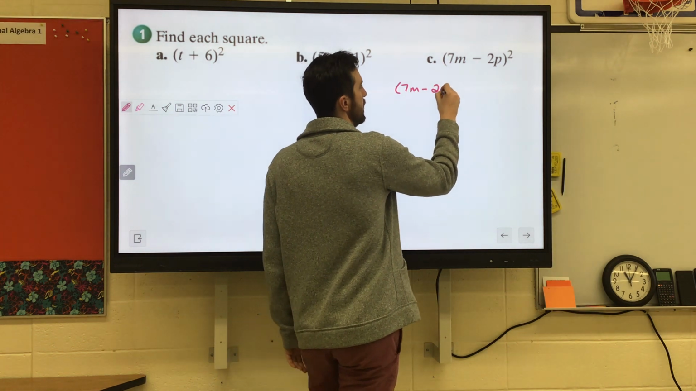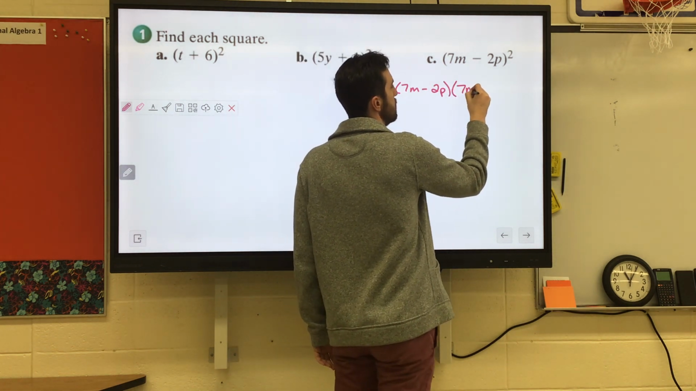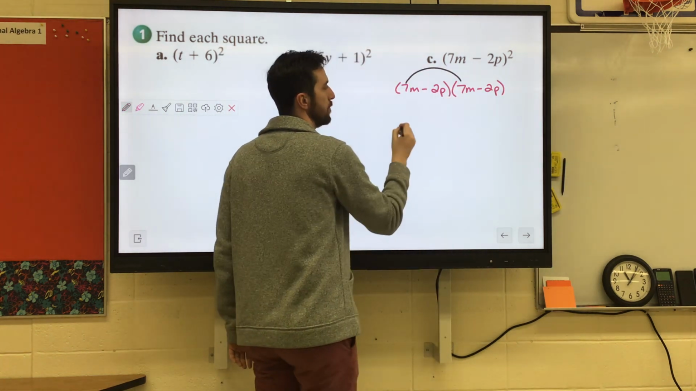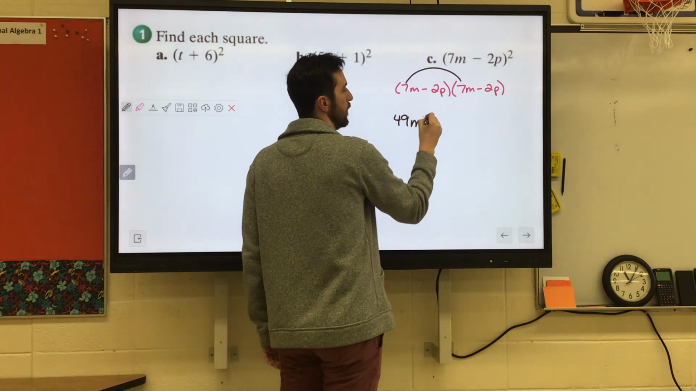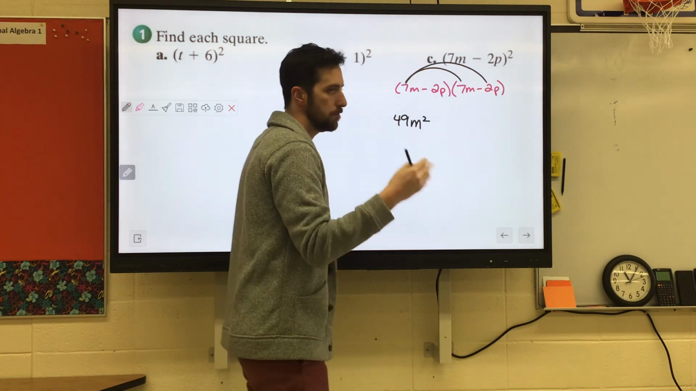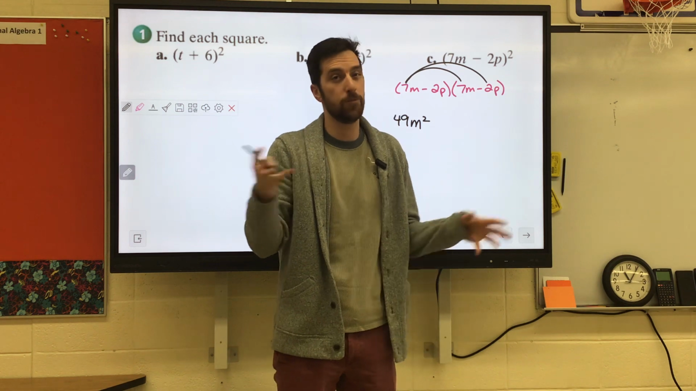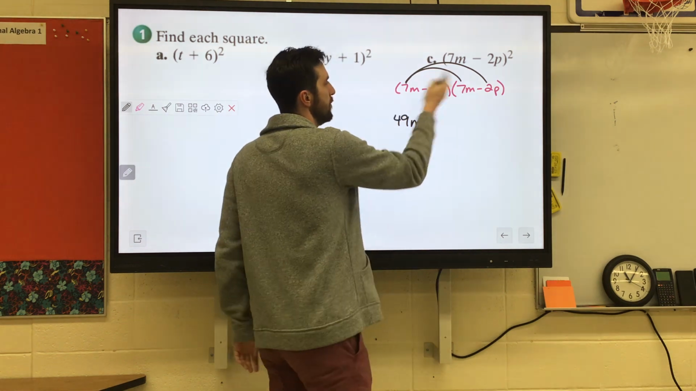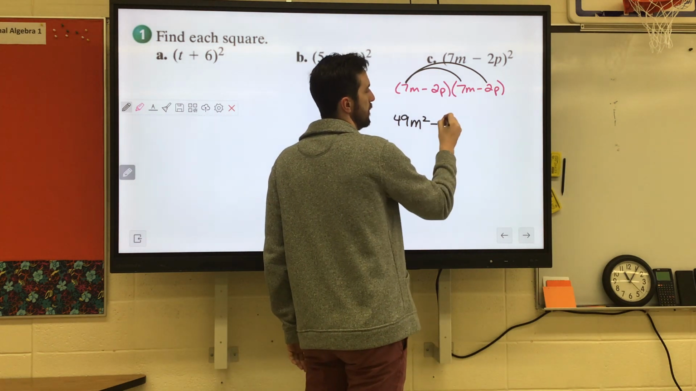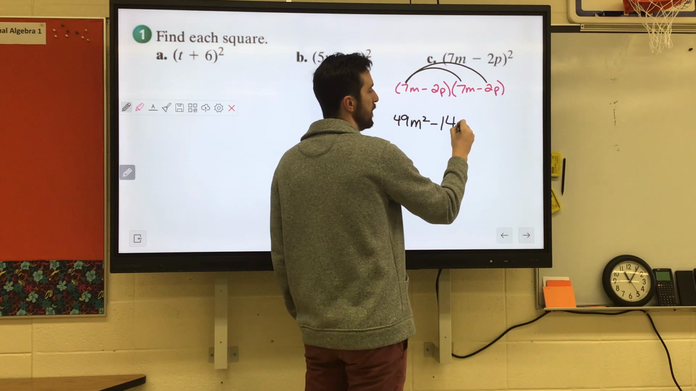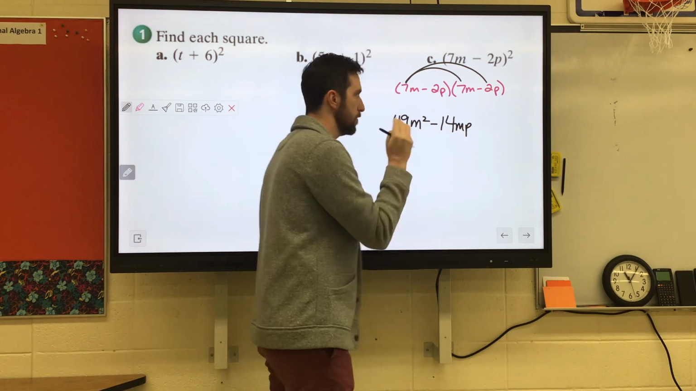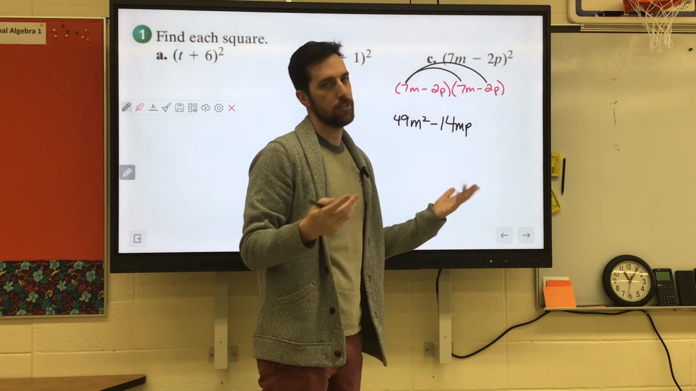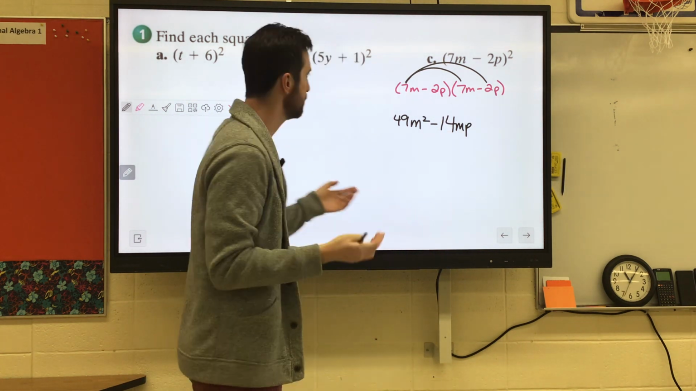7m minus 2p times 7m minus 2p. If we multiply the first, 7m times 7m is 49m squared. Now here's the weird part. We're multiplying m's times p. It's not that hard, it's just weird. When you multiply 2 different variables, you just mash them up next to each other. So 7 times 2 is 14, or negative 14 in this case. And when we do m times p, it's just mp. So 7m times negative 2p is negative 14mp. And you want to make sure it's in alphabetical order, which it is.